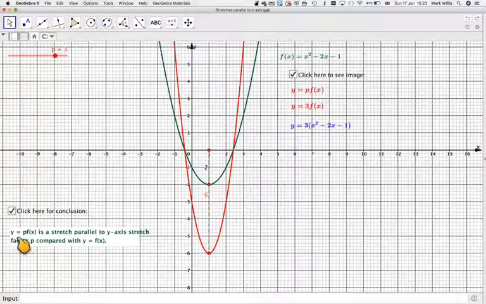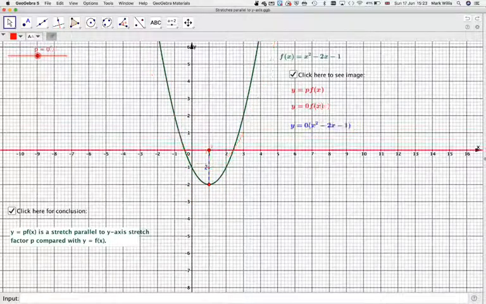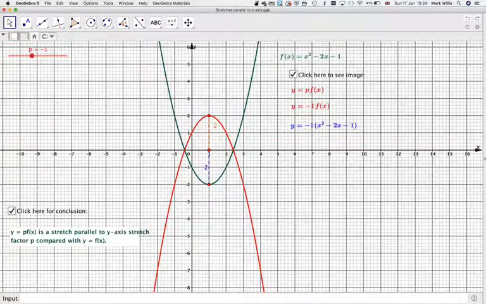So y is equal to p f of x is a stretch parallel to the y-axis, stretch factor p compared with y is equal to f of x. Now, if you make p negative, let's just look at minus 1 for a minute, and we'll look at this in a separate video anyhow. What happens is the stretch goes the other way. Instead of pulling this in the same direction as this, it will now go this direction. Okay, and in fact, when p is minus 1, what you do get is a reflection of the function in the x-axis.